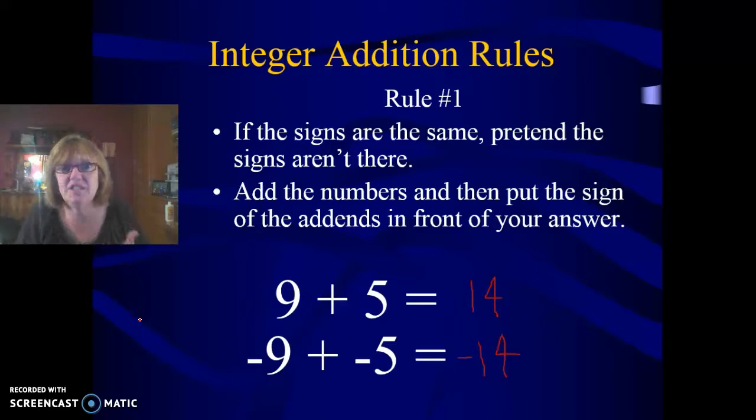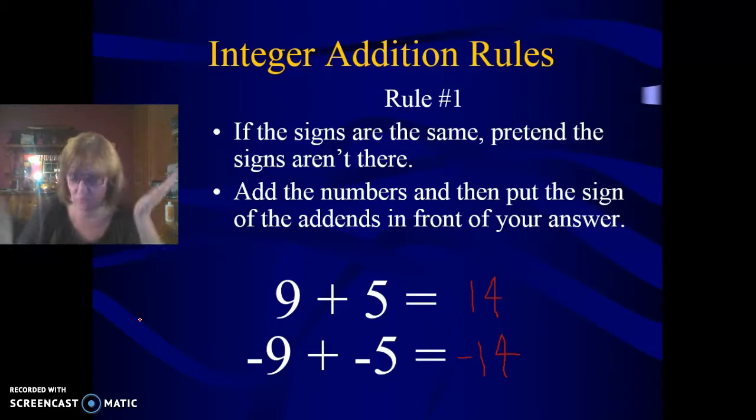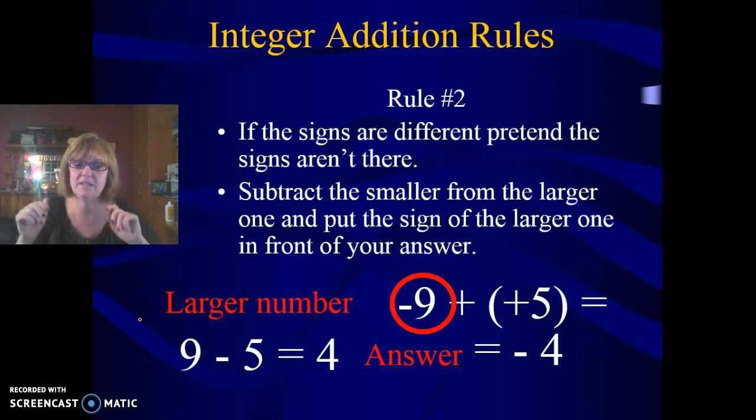What happens if they're different? Oh, that's a whole new set of problems. Yes, it is. Here's rule number 2. If the signs are different, again, pretend they're not there. That's a weird thing. But wait, there's more. Subtract the smaller number from the larger one. All right, we pretended that it wasn't there. So we're subtracting, and then put the sign of the larger one in front of your answer.